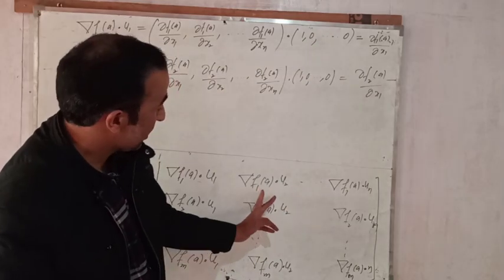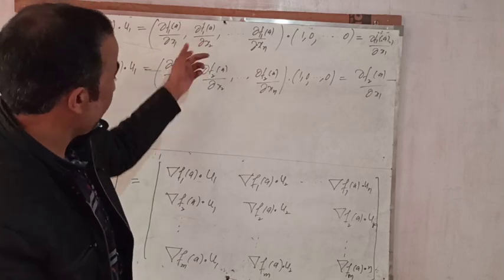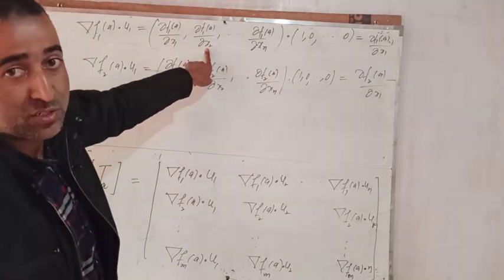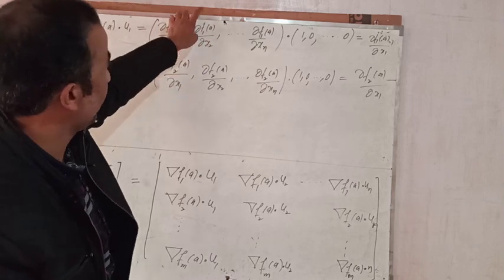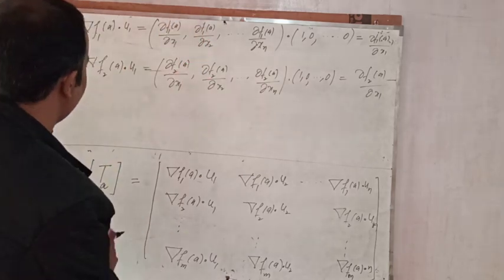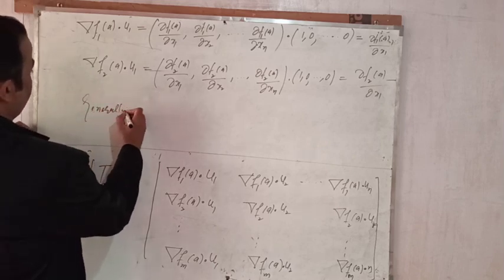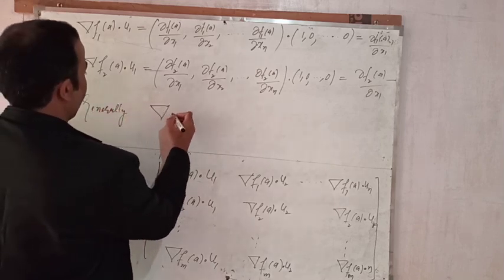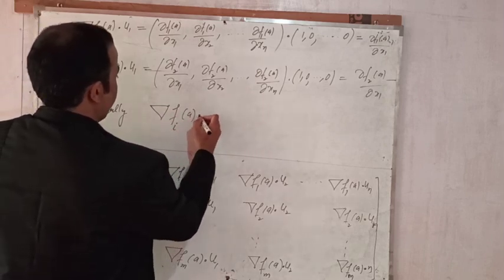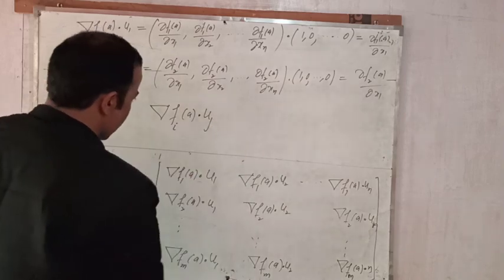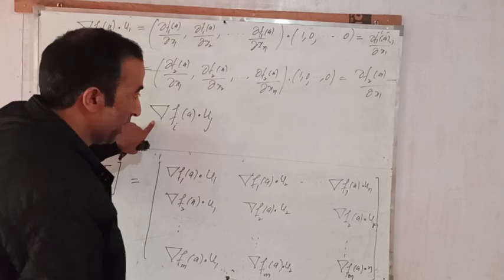Then you will get the second partial derivative with respect to the second variable, because in every vector the second variable is x2. The partial derivative with respect to the second variable is delta f1 at a by delta x2. So generally, I can say delta of fi at a with respect to uj, then you can substitute i's and j's, and you will get all the components. So this is the ijth element of the matrix.